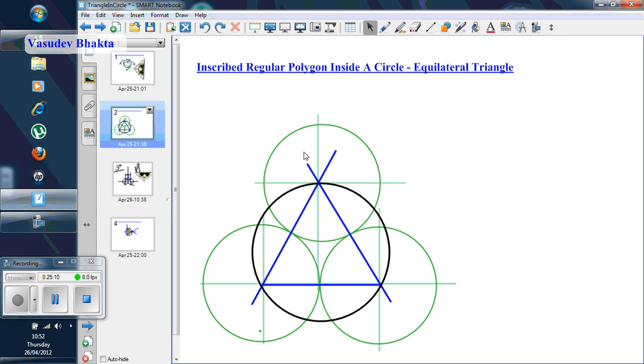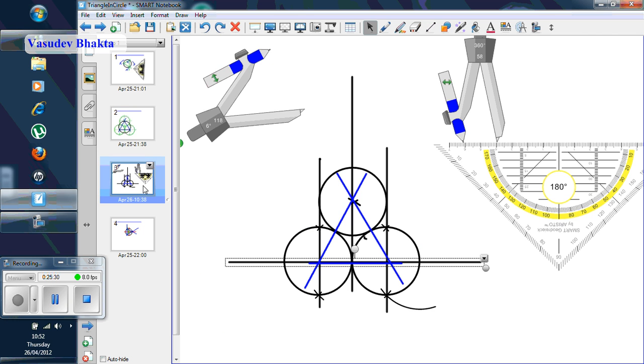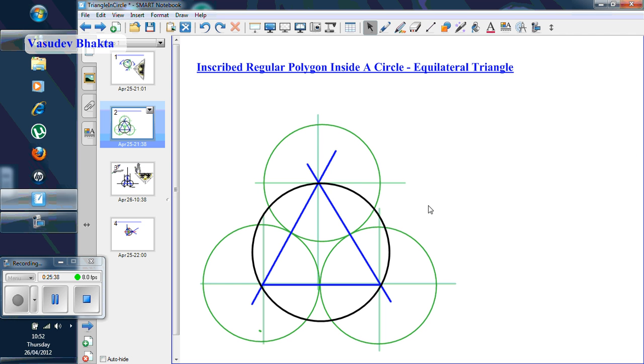What I've done here is got 3 circles, there we go, and our equilateral triangle sitting directly in the middle, and of that inscribed black circle. The equilateral triangle is inscribed within the black circle here. That's what we've got. And they're the 2 methods that we can use to draw an inscribed regular polygon within a circle. Okay, thank you.